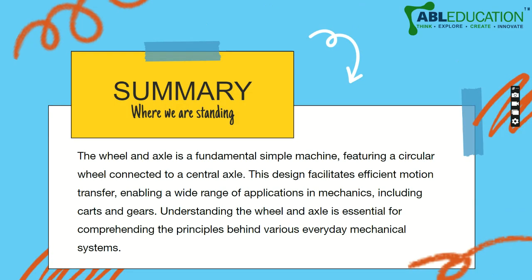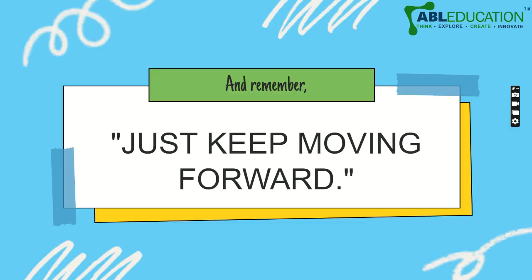So in conclusion, what we have learned today is that wheel and axle is a fundamental simple machine featuring a circular wheel connected to a central axle. This design facilitates efficient motion transfer, enabling a wide range of applications in mechanics, including carts and gears. Understanding the wheel and axle is essential for comprehending the principles behind various everyday mechanical systems.